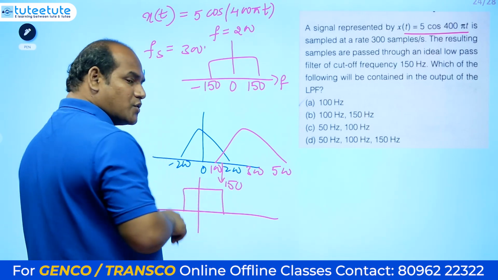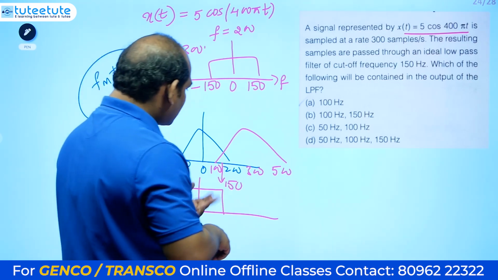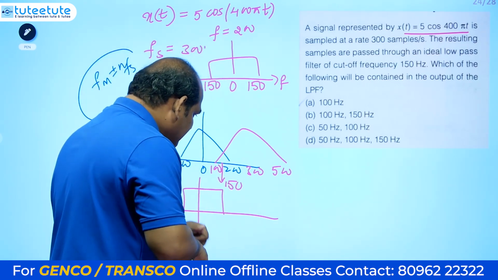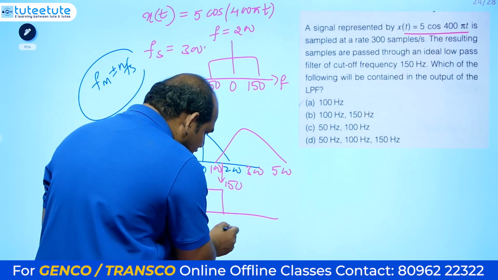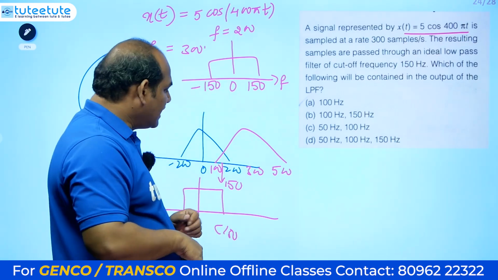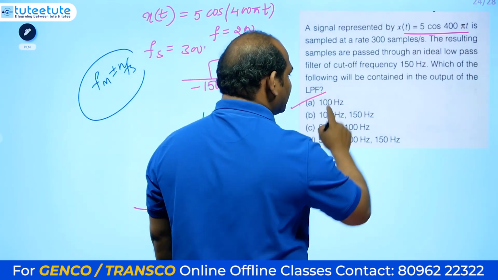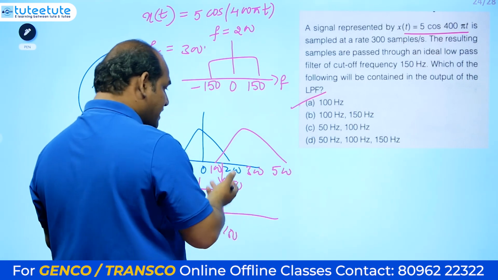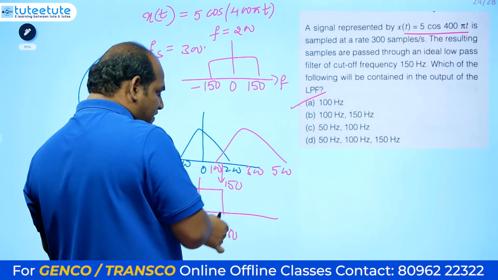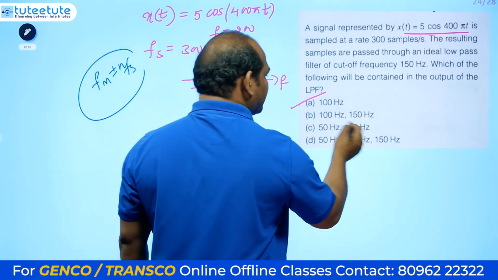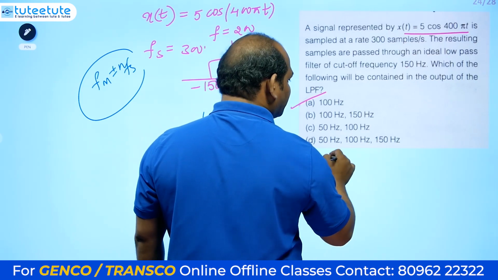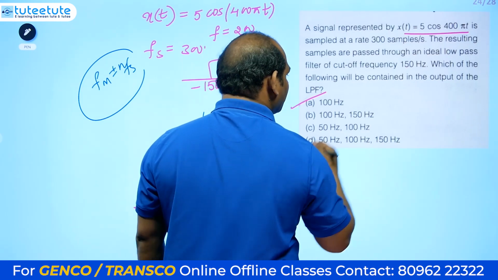Okay, so like this we have sent. So what is the answer now? In the output you will have only frequencies less than 150. Okay, and here we have 100. So 100 we have, 100 plus 150. 150 will not come because at exactly 150 the low pass filter output is 0. So 50, 100, 150.